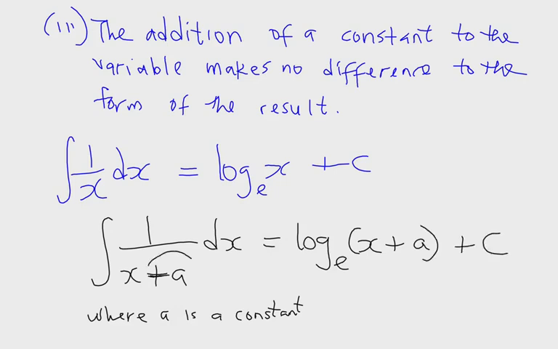So take note, a constant is added to x. So the answer will still be in this form, but in this case, it will now be plus c, in that bracket, and it must be in the bracket. Alright, so another example of that, take for instance we have the integral of dx over x minus 2 squared plus 9.